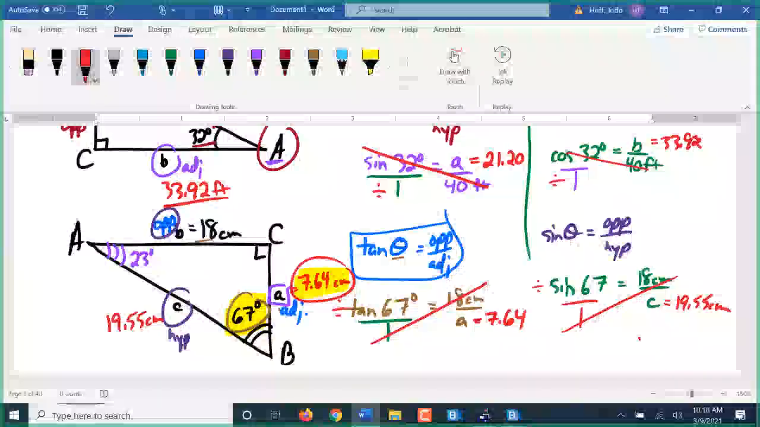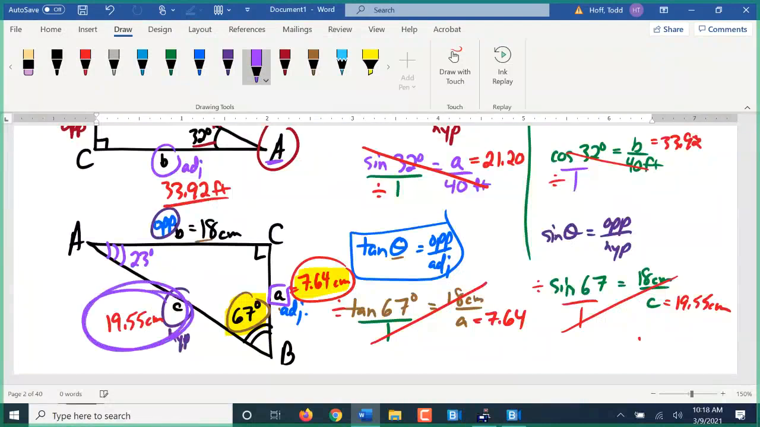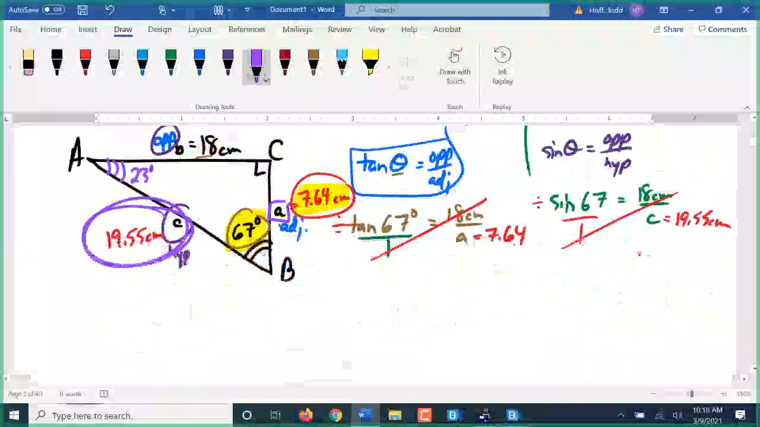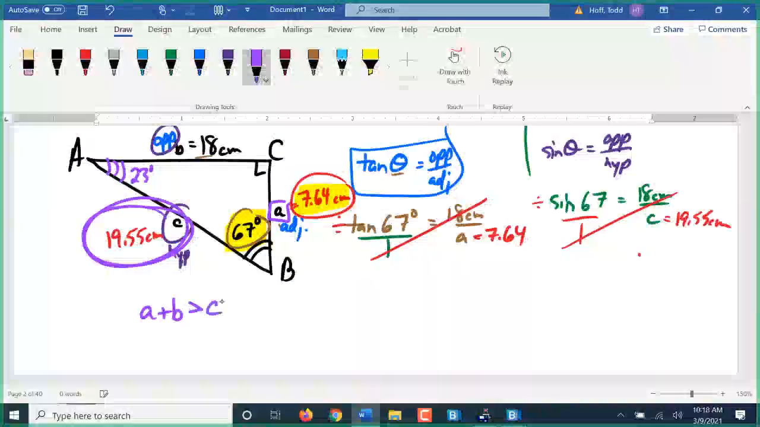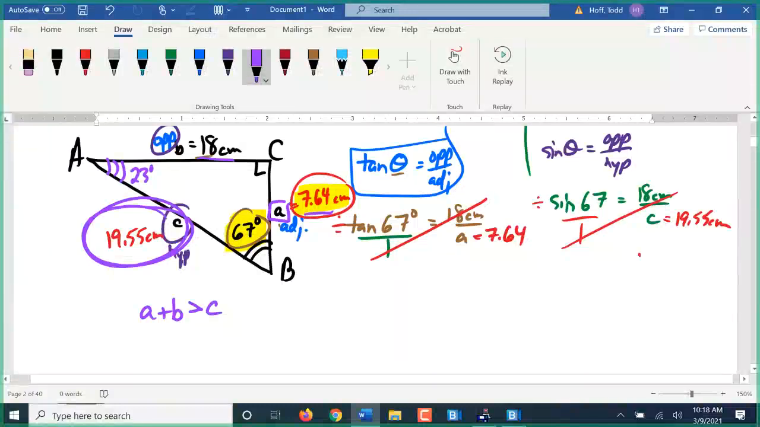Two things that you need to double check here. One is the hypotenuse should be the longest side, and it is. The hypotenuse should always be the longest side of a right triangle. Next is our two legs, A plus B, has to add up to be greater than side C. 7.64 plus 18, that is 25.64. That is bigger than 19.55, so that's true. So just a couple of things you can do to double check yourself.